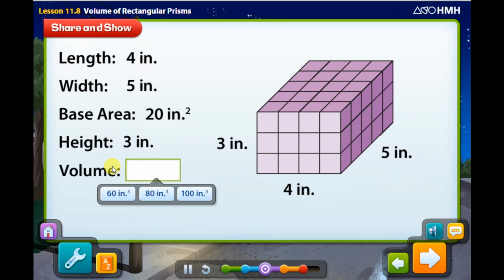Now you can calculate the volume. Okay, how do we multiply? Put the 0, multiply the 2 digits together. 2 times 3 is equal to 6. So it is 60. And the unit here is cubic inches. That's because I multiplied square inches by inches, which gives cubic inches. Excellent! You can calculate the volume by multiplying the base area by the height, or the length times the width times the height.